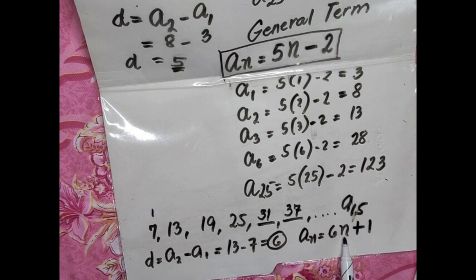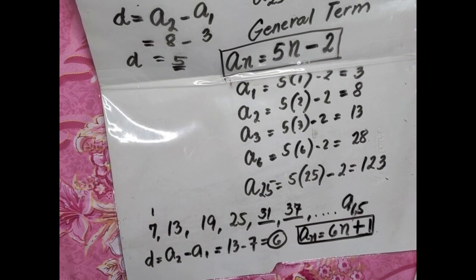6 times 2, 12. Plus 1 is 13. 6 times 3 is 18. Plus 1 is 19. 6 times 4 is 24. Plus 1 is 25. So, we have proven that our general term is correct.